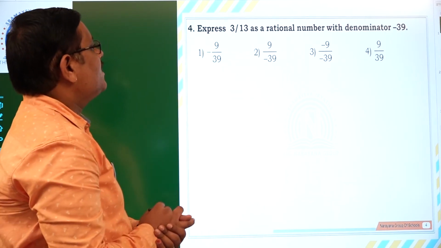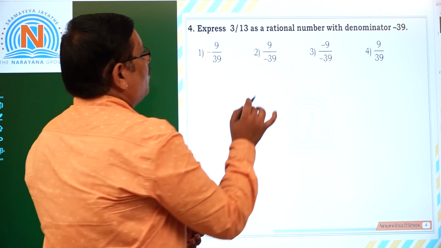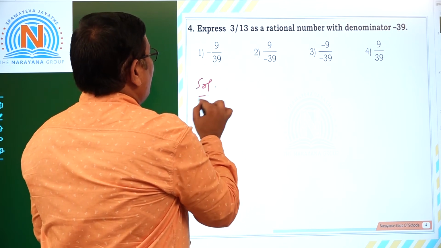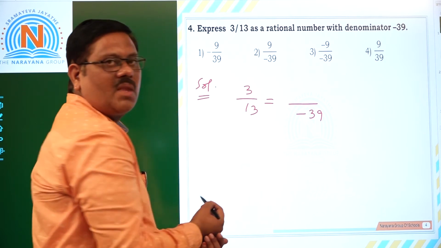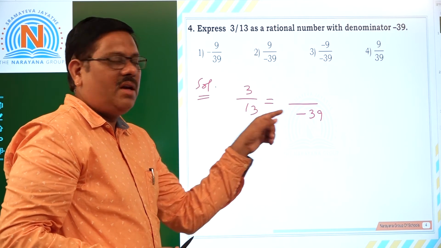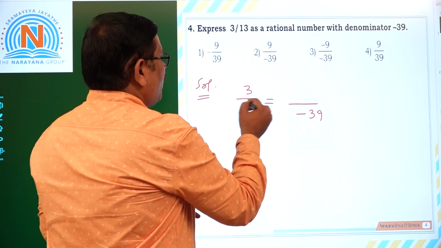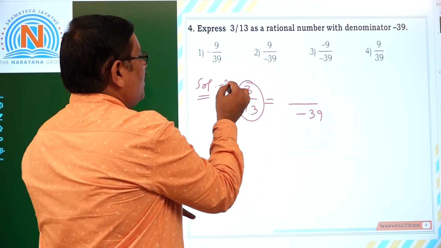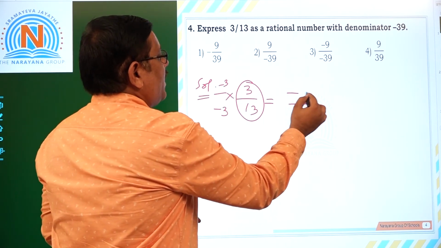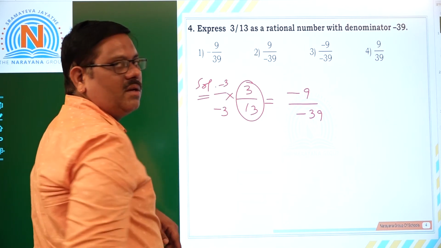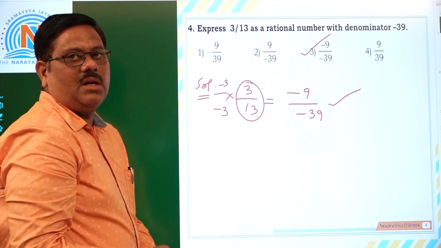Now next question. Express 3 by 13 as a rational number with denominator minus 39. Of course, here for the solution, we have 3 by 13. What we have to do? The denominator we have to get as minus 39. We get the denominator as minus 39 only if we multiply both numerator and denominator by minus 3. So minus 3 times 3, that is minus 9. Minus 3 times 13, minus 39. So what is the resultant answer now? Minus 9 upon minus 39. That is nothing but the third option.